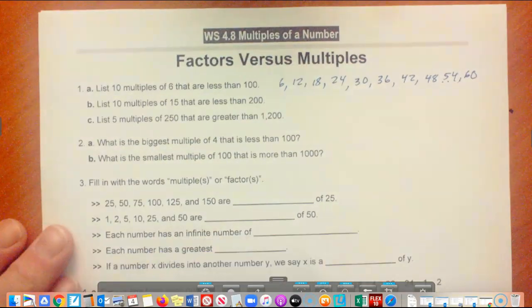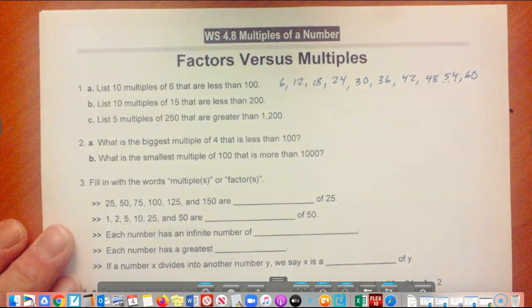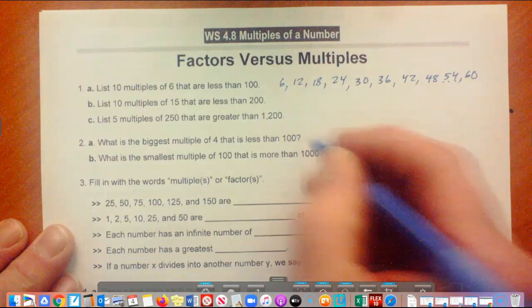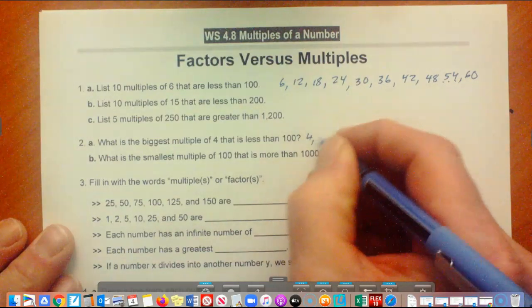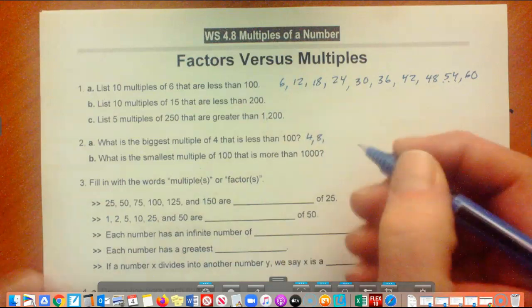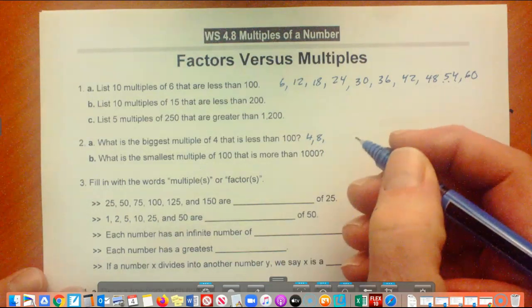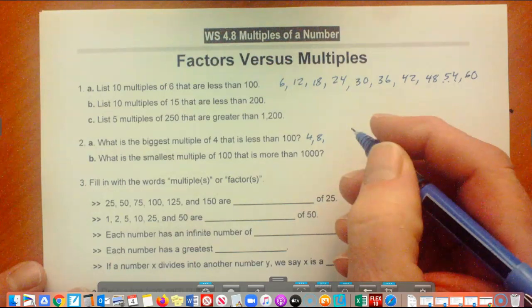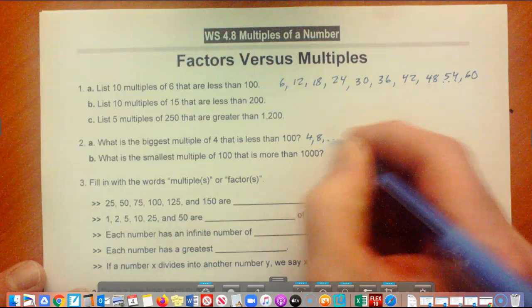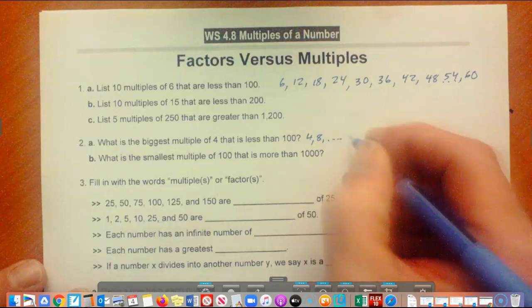The next one: what is the biggest multiple of 4 that is less than 100? Well, we could start and go all the way from 4 and do this: 4, 8. That would take quite some time. So why don't we take a number that we know it goes into? We know that it's going to go into 40, and if it goes into 40, then it's got to go into 80 too. So let's just start at 80.